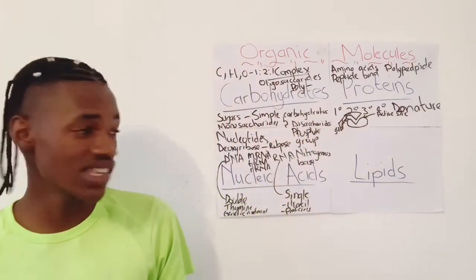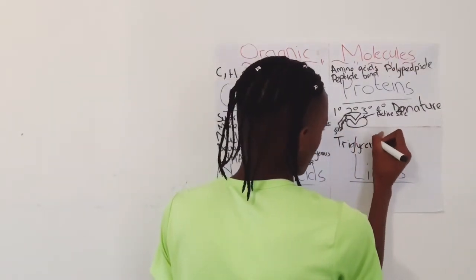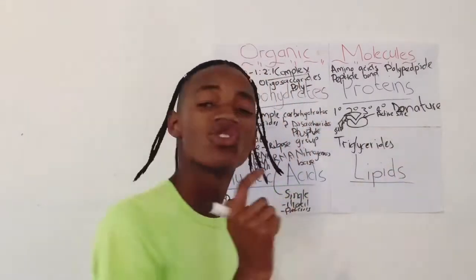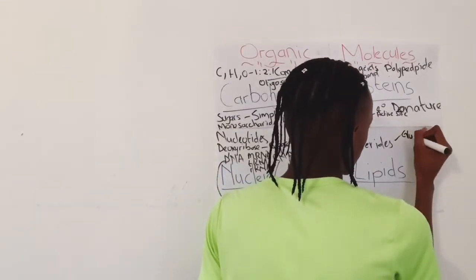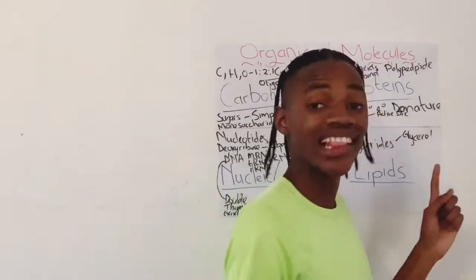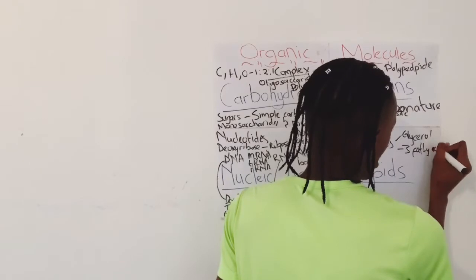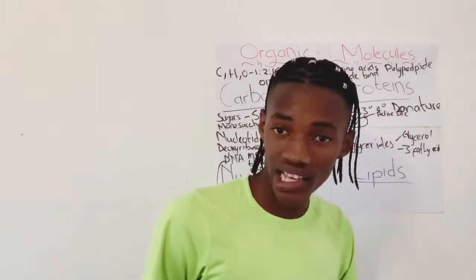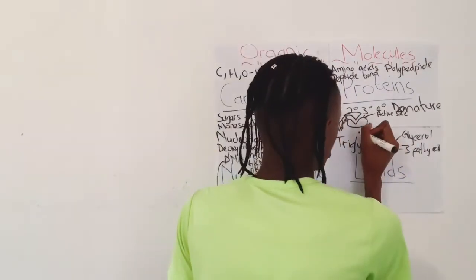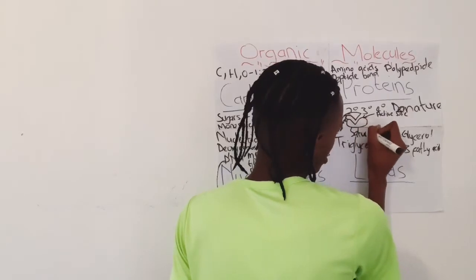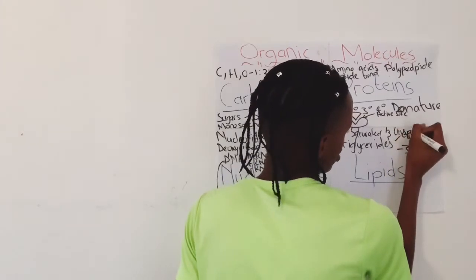So now triglycerides. Triglycerides are composed of a glycerol and three fatty acids, right? A glycerol and 3 fatty acids. And then now we have saturated and unsaturated triglycerides.